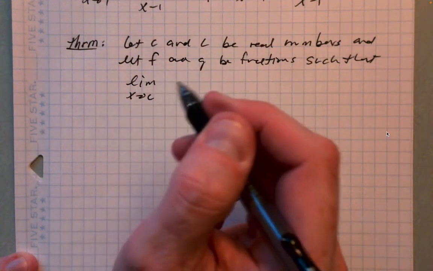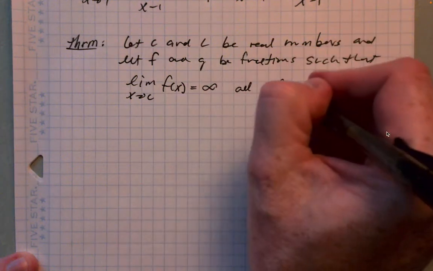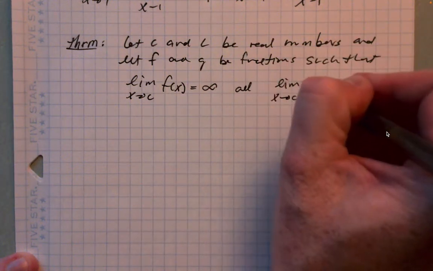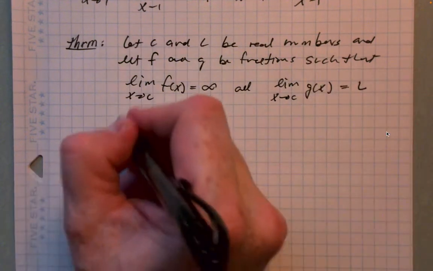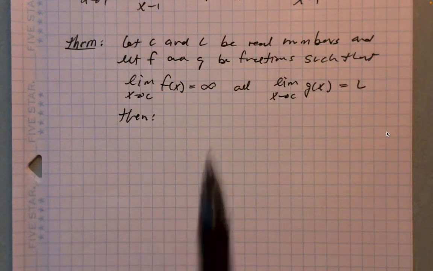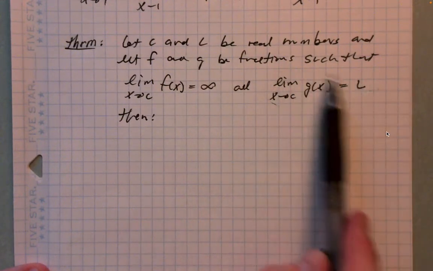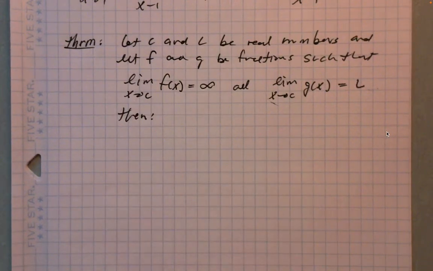Such that the limit as x approaches C of f of x equals infinity, and the limit as x approaches C of g of x equals L. Then, before we get into the punchline here, keep in mind you're dealing with a real valued limit here, and an infinite limit here, and so this theorem will give you the interplay of the two, right? It tells you what happens when you combine them.